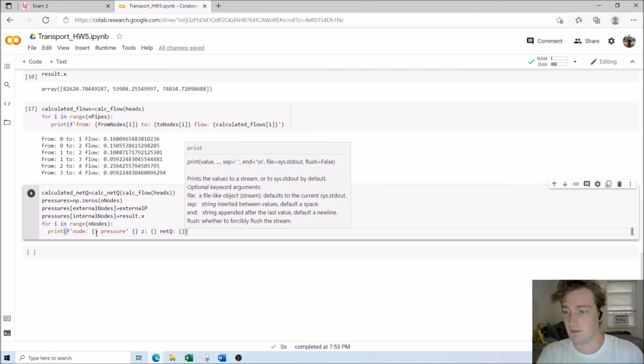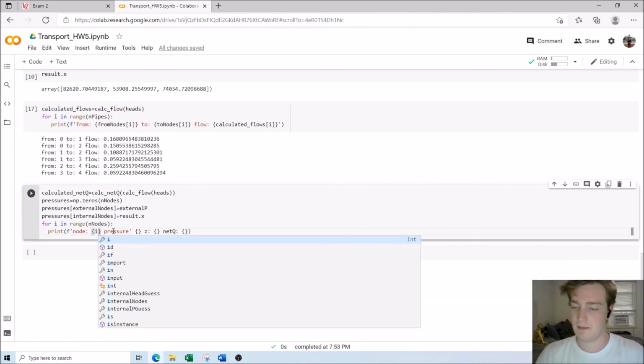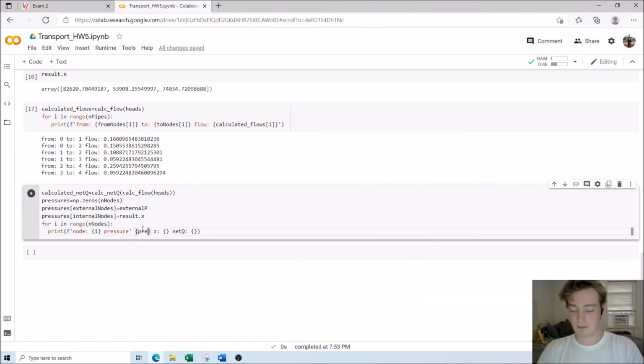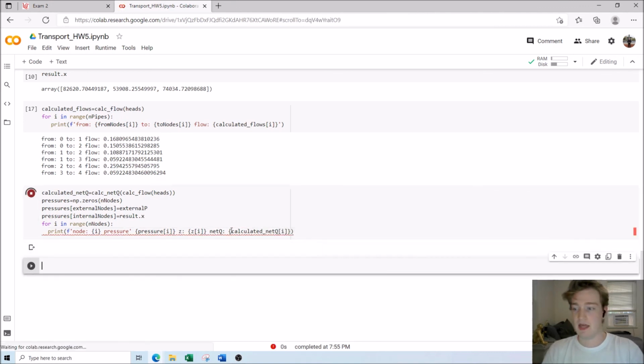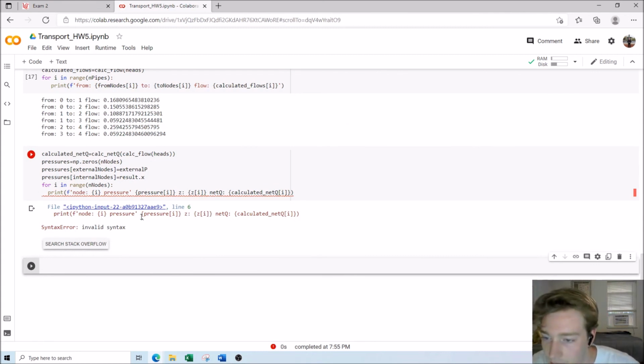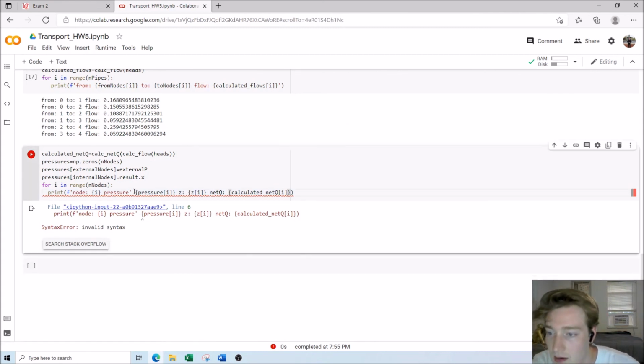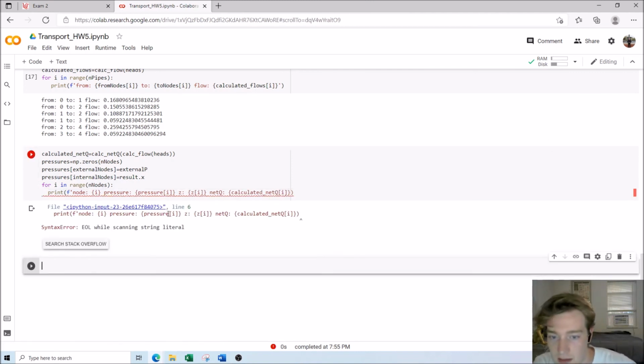All right, let's fill these in. So the node is just I, right? The pressure is going to be the pressure at I. Z is going to be the Z at I. And the net flow is going to equal the calculated net Q at I. And that, let's see. Oh, yep. More butterfingers. Oh, we messed up again. EOL while scanning string literal.